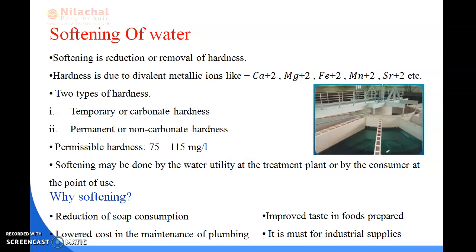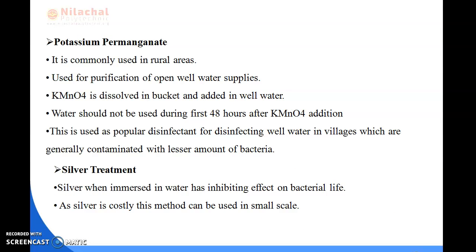So in the next slide we will be reading about the softening of water and why the softening of water is done. Okay, so in the next slide we will be reading all about this.